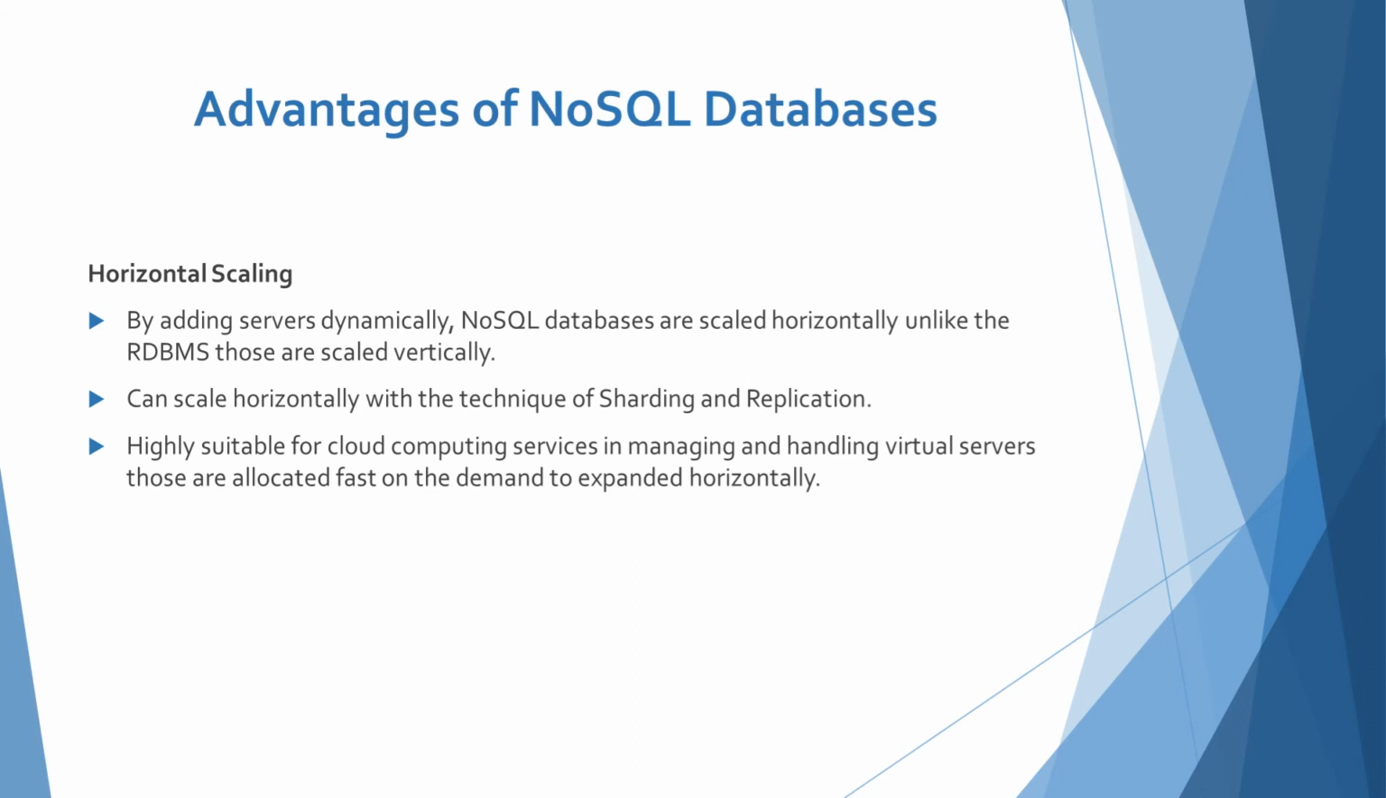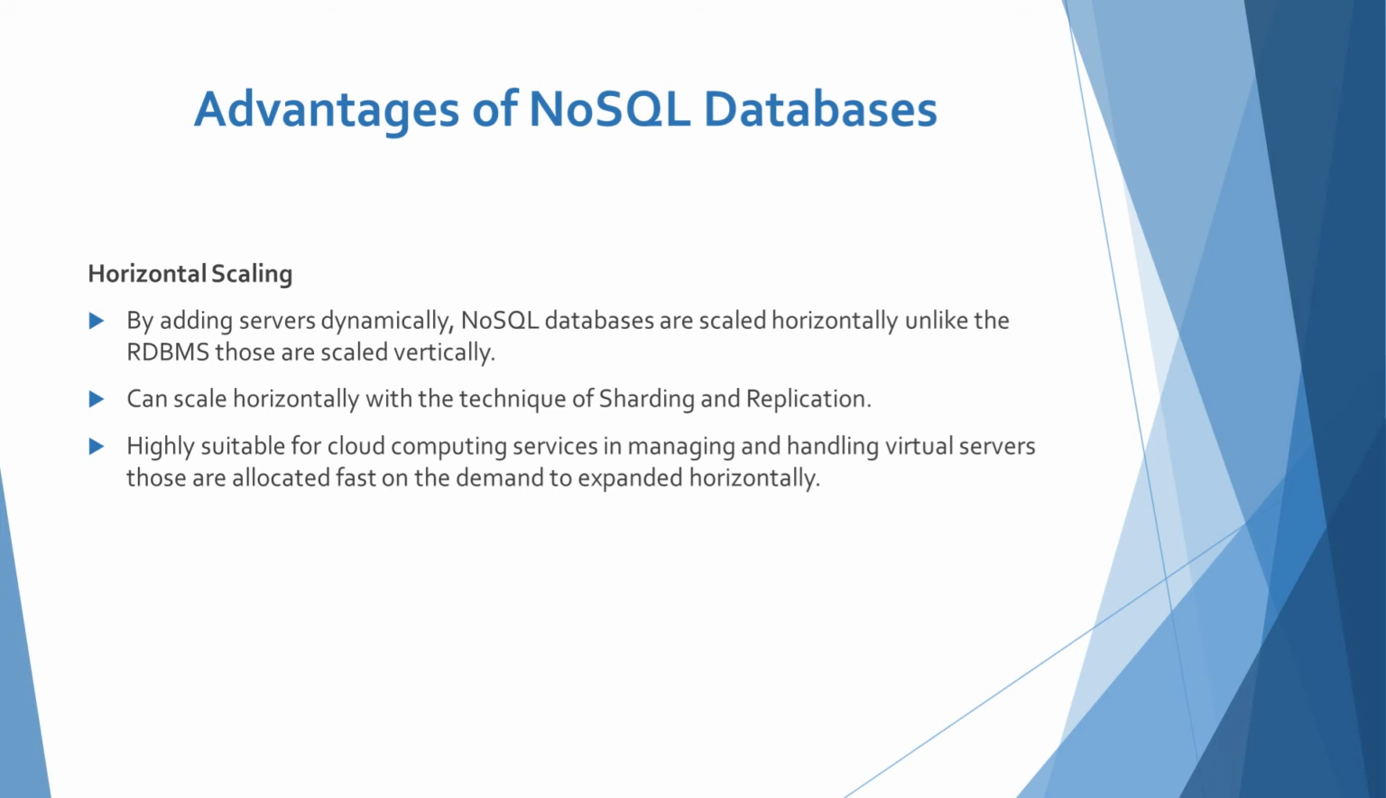It is highly suitable for cloud computing services in managing and handling virtual servers, which are allocated fast on demand to expand horizontally. Cloud computing services use this horizontal scaling feature. Actually, in the cloud, what will happen? Any customer will come and ask for some VMs. How will they give the VMs? They will add physical systems in their network data center, create the VMs, and provide them to the customers. These cloud providers, Google, Amazon, Azure, IBM, are providing the VMs. They are adding the machines horizontally. So the cloud environment uses this horizontal scalability concept.